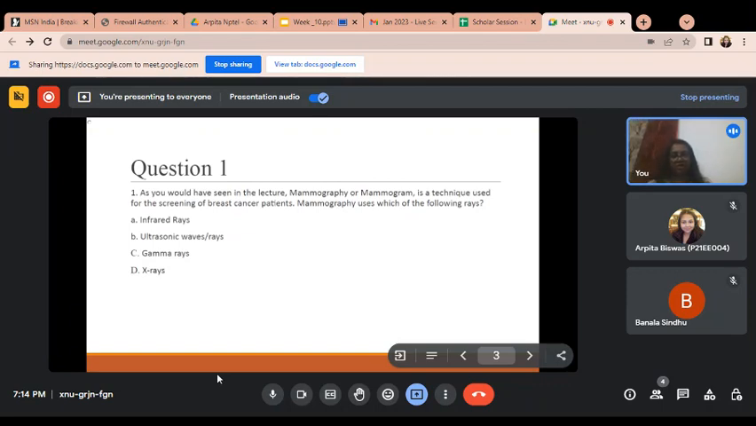As you would have seen in the lecture, mammography or mammogram is a technique used for the screening of breast cancer patients. Mammography uses which of the following rays? The first option is infrared rays, the second option is ultrasonic wave rays, the third option is gamma rays, and the fourth option is X-rays. There is no hurry, you can take your time, but at least try.